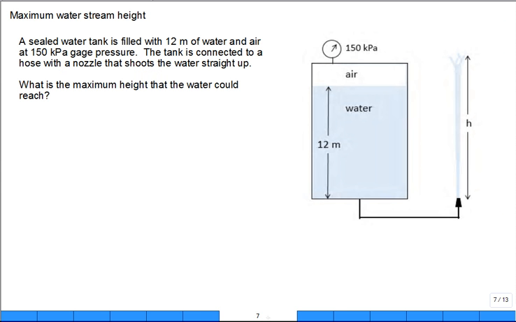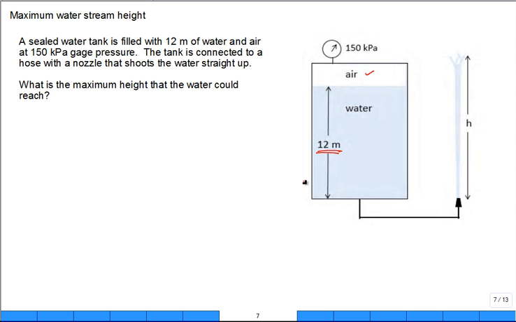Let's spend some time on this problem, because this is a tough problem as well. We have a sealed water tank. At the top is air, and the air is pressurized at the top of the sealed water tank. But we have water filling 12 meters of the tank. So the height of the water in the tank is 12 meters.